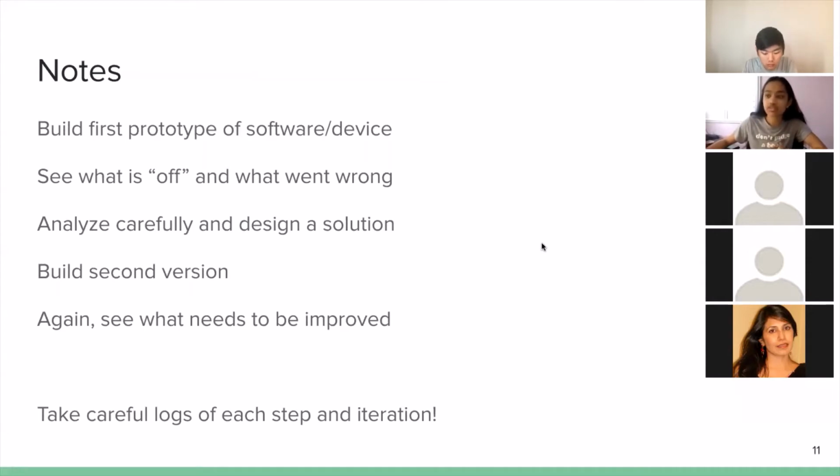And some general notes for these engineering projects: you should always try to build a first prototype of your software or device, and then you can also include that building process of the prototype. That's something that judges like to see. And then you can see what's off and what's wrong, and then design a solution to help analyze these problems. Once you do that, you should build a second version and then again, see what needs to be improved. And then make sure you take careful logs of each step and each time so that you can show the progress that you made from start to end.